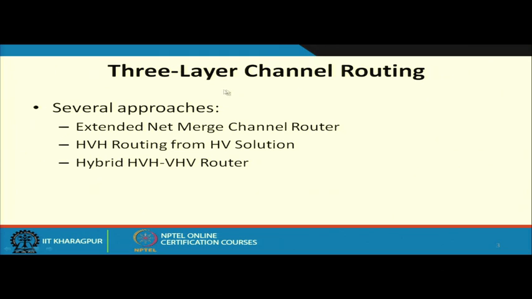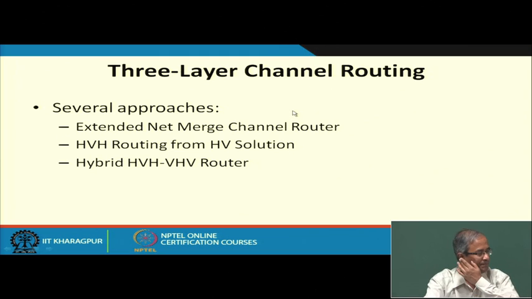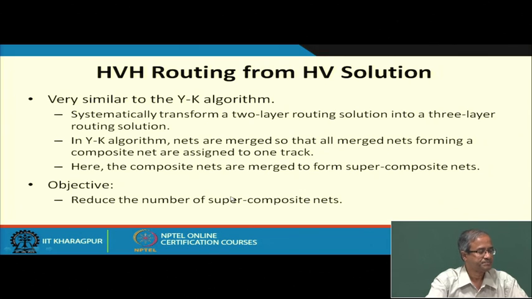Now, we shall briefly talk about 3-layer channel routing without going into much detail. There are of course several approaches, but we shall be looking at one possible approach. There is an extension to the net merge Yoshimura-Kuh router. There is another approach which starts with a 2-layer solution and extends it to a 3-layer solution, and there is a hybrid router which considers horizontal-vertical-horizontal and also vertical-horizontal-vertical, combines both together and tries to complete the 3-layer channel routing. Okay. So, let us try to see. The method that we are briefly talking about is the one of getting a 3-layer solution from a 2-layer solution.